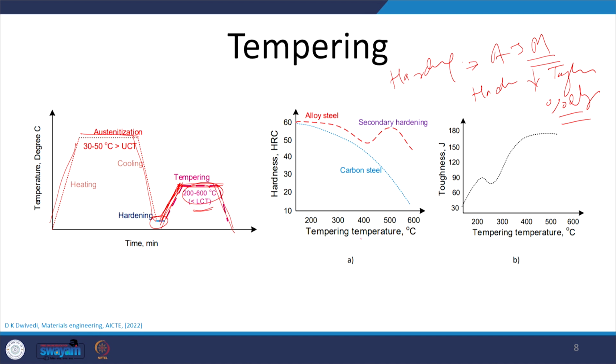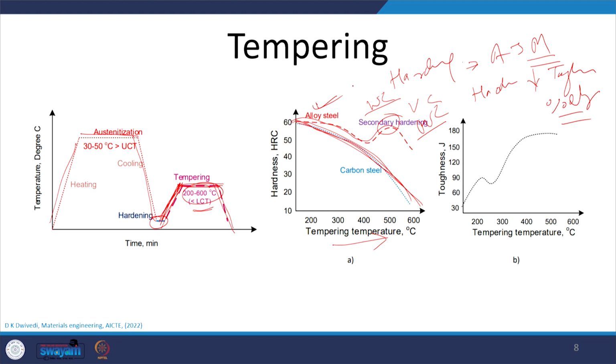So, what happens when the different kinds of tempering temperatures are applied for the heat treatment purposes? Usually in case of carbon steels hardness comes down very rapidly, but in case of the alloy steels secondary hardening happens. This particularly happens due to the formation of tungsten carbide, vanadium carbide, molybdenum carbides, carbides of certain alloying elements which are formed at a higher temperature. So, the secondary hardening is observed in case of the alloy steels.